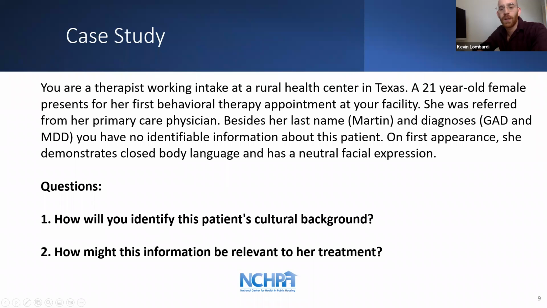You are a therapist working intake at a rural health center in Texas. A 21-year-old female presents for her first behavioral health therapy appointment at your facility. She was referred from her primary care physician. Besides her last name, Martin, and diagnoses, both anxiety and depression, you have no identifiable information about this patient. All you know on first appearance is that she demonstrates closed body language and has a neutral facial expression.